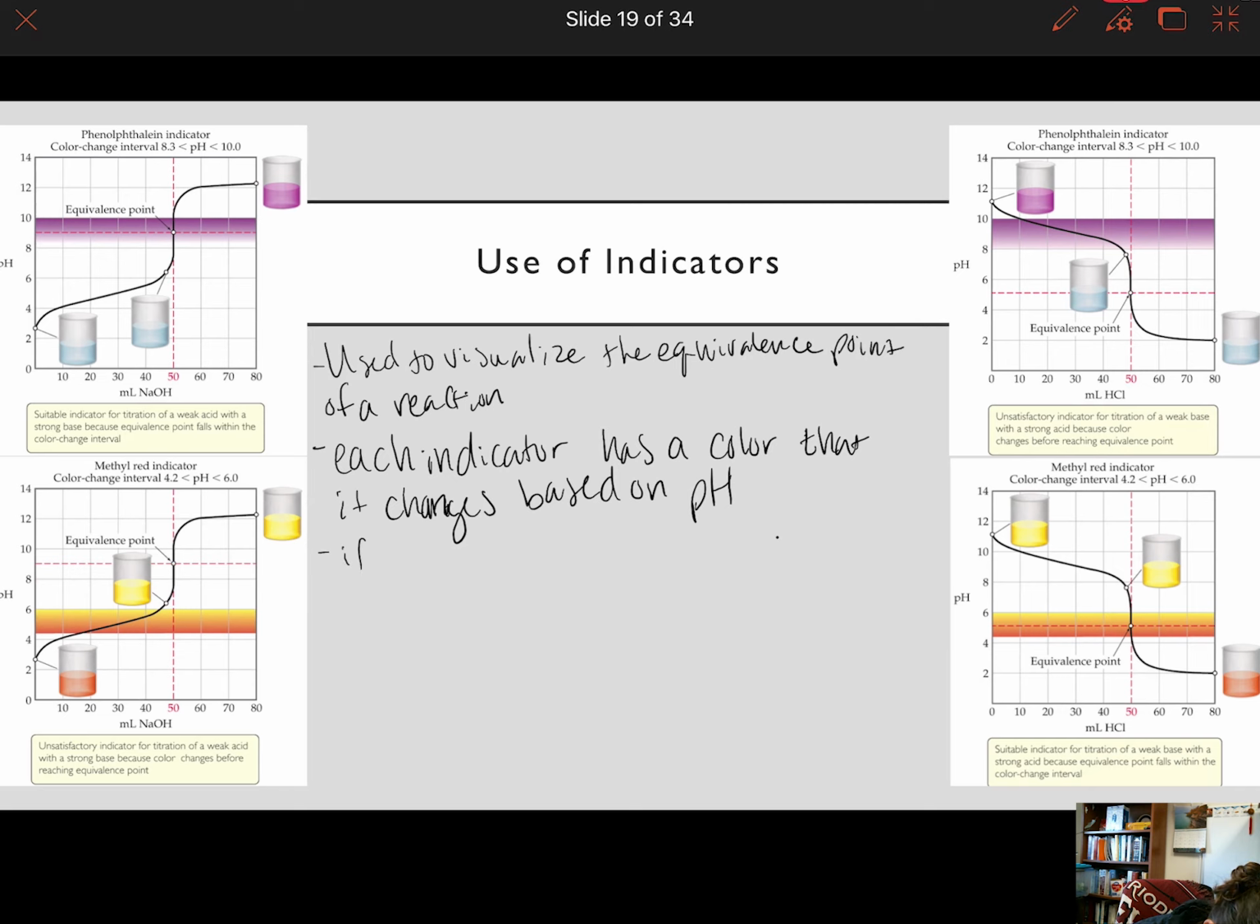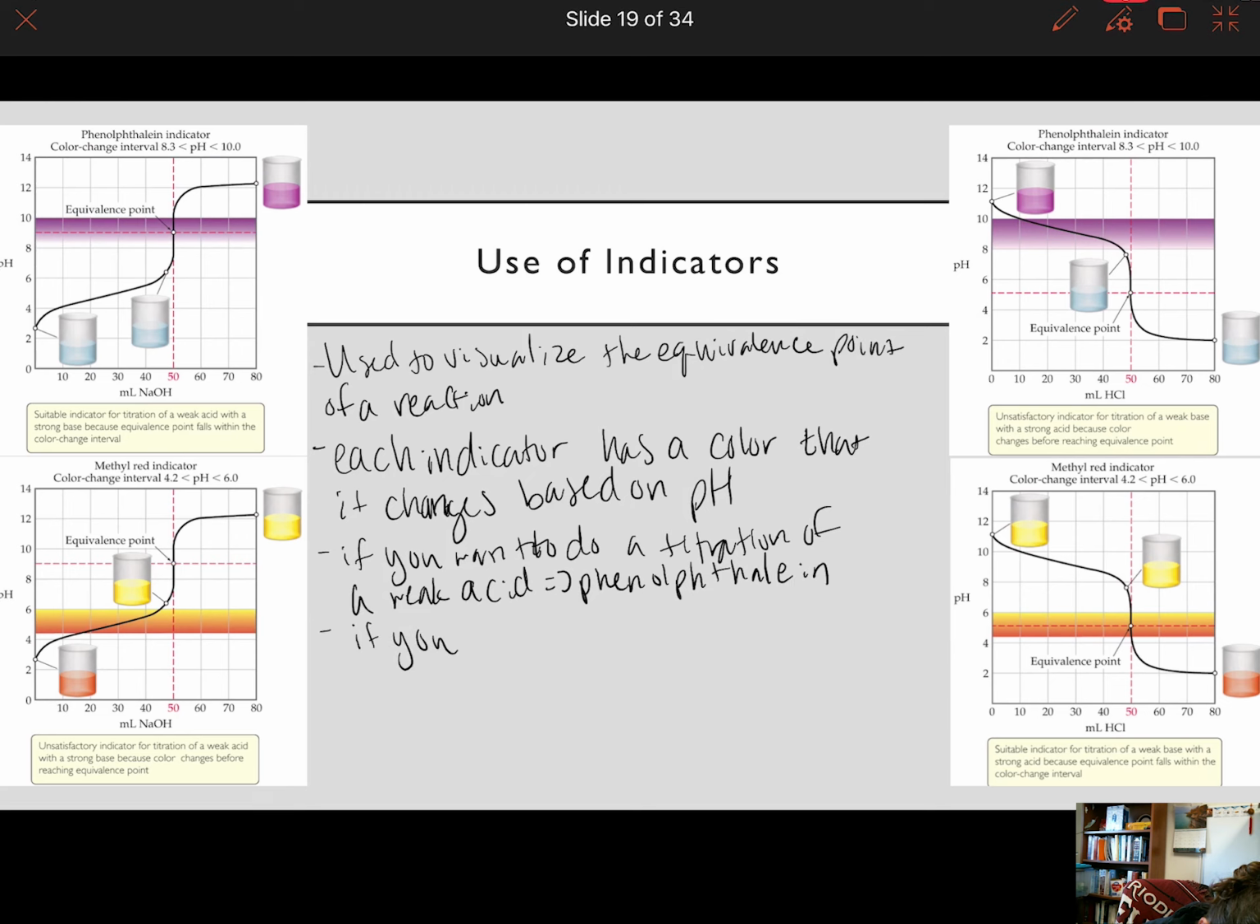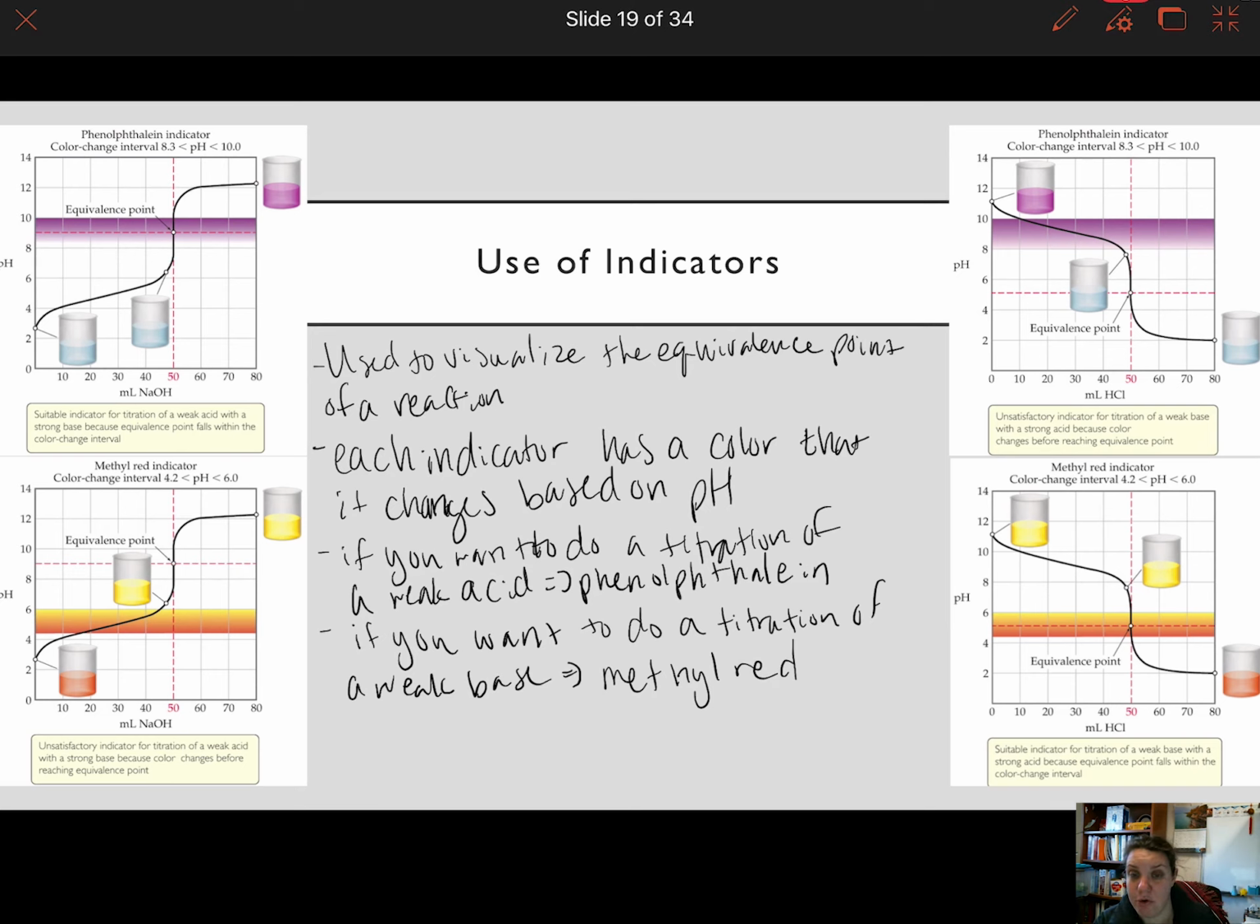So if you want to do a titration of a weak acid, you're going to use phenolphthalein. And if you want to do a titration of a weak base, you're going to want to use methyl red. Of course, these can also be monitored by just a pH probe, but the color change makes it a lot easier to get very accurate results, because you'll start to see the change as you get close to that range.